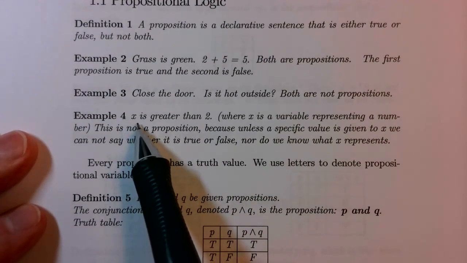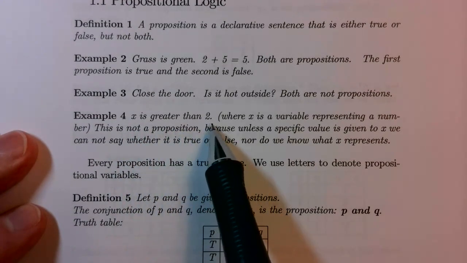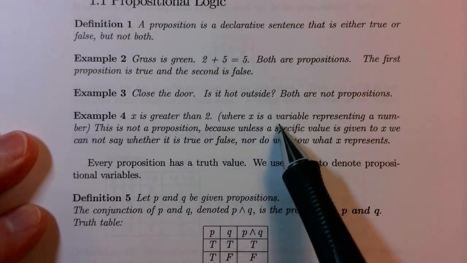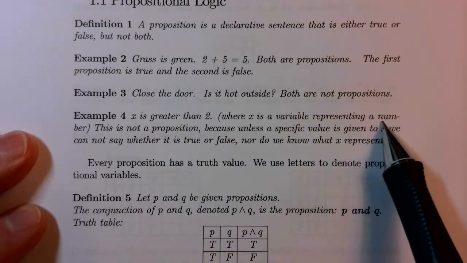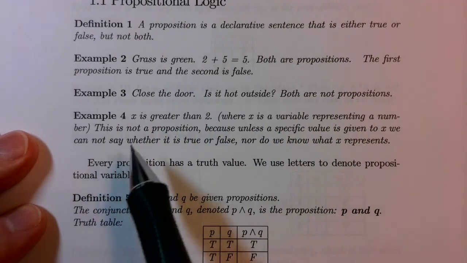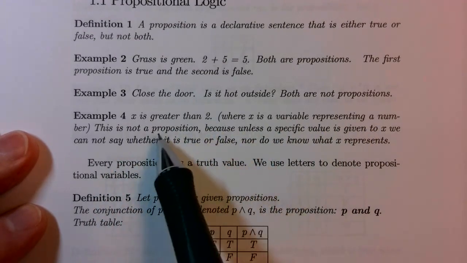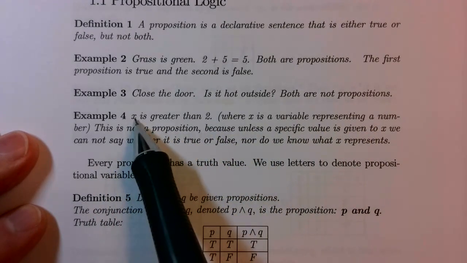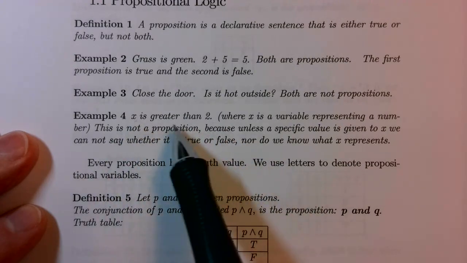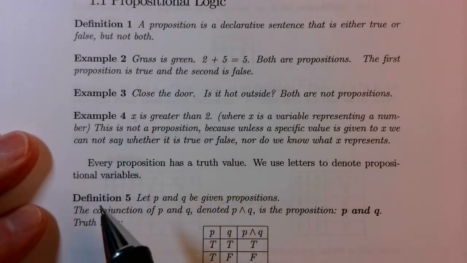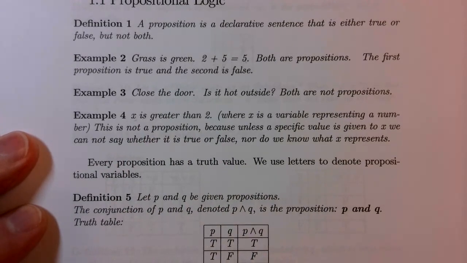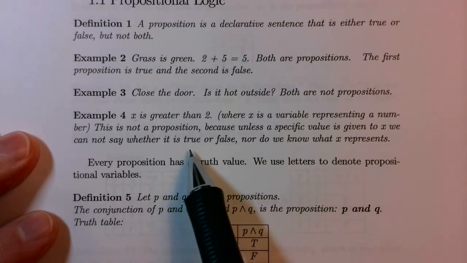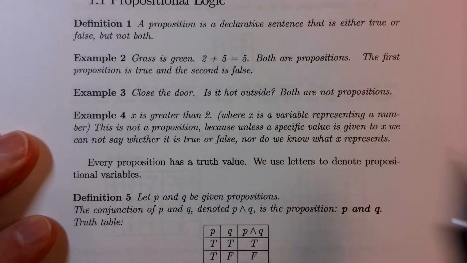In the next example, x is greater than 2. Here x means a variable representing a number. So this is not a proposition because the truth value depends on x. For one value of x, it can be true. For another, it can be false. So it is not a proposition.